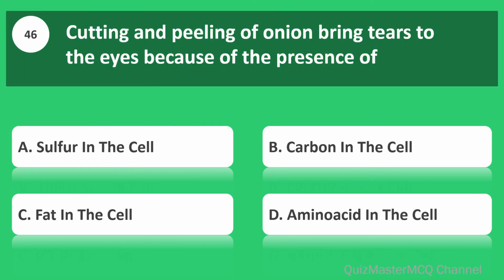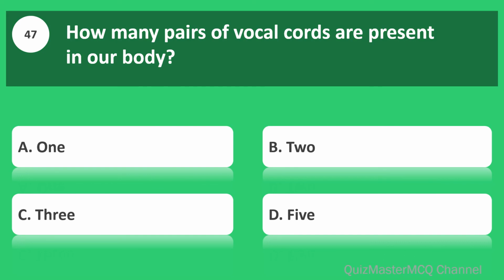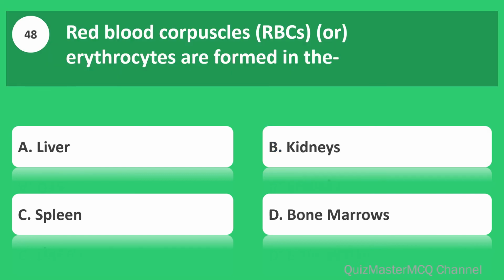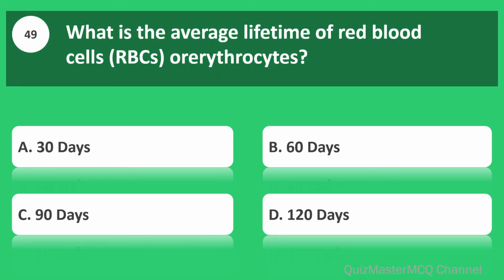Cutting and peeling of onion bring tears to the eyes because of the presence of sulfur in the cell. How many pairs of vocal cords are present in our body? 2. Red blood corpuscles, RBCs, or erythrocytes are formed in the bone marrows. What is the average lifetime of red blood cells, RBCs, or erythrocytes? 120 days.